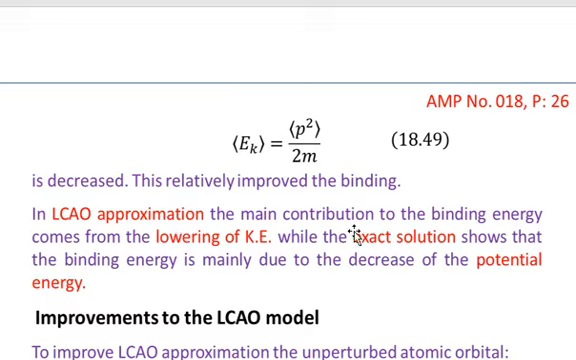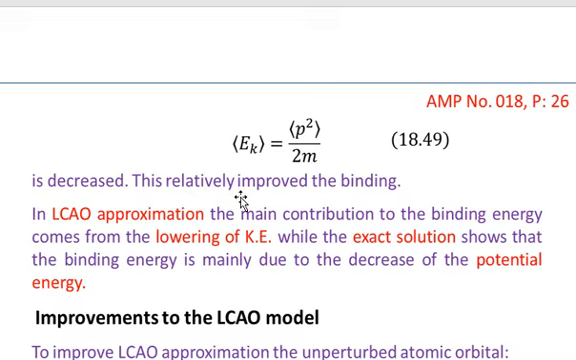In the LCAO approximation, the main contribution to the binding energy comes from the lowering of kinetic energy. So you see that I have explained how the lowering of kinetic energy occurs in the LCAO approximation, and of course the binding energy. So when the kinetic energy is reduced, the binding energy is improved, while the exact solution shows that the binding energy is mainly due to the decrease of potential energy.